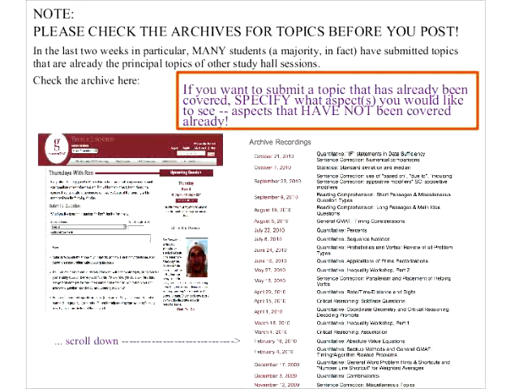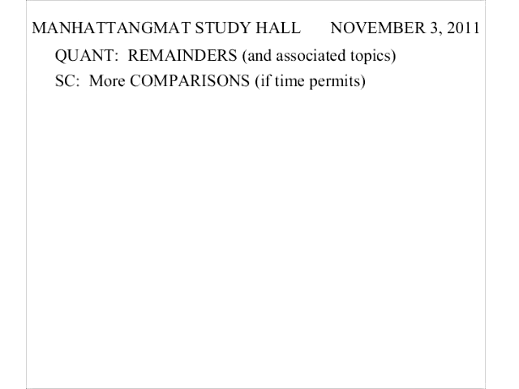Okay, so in case any of you are newly logged in, today's topic is remainders in quant, and then more comparisons, if possible, in sentence correction. So there's a lot of remainder stuff lined up to go here, but in case we get through that more quickly than anticipated, then we have some leftover comparisons from last time. All right, let's do it.